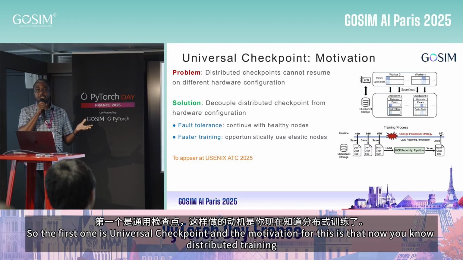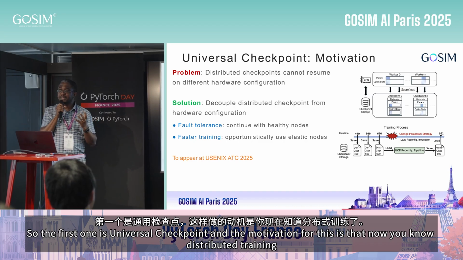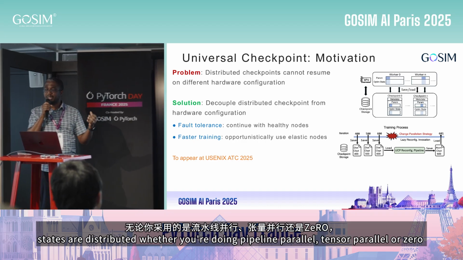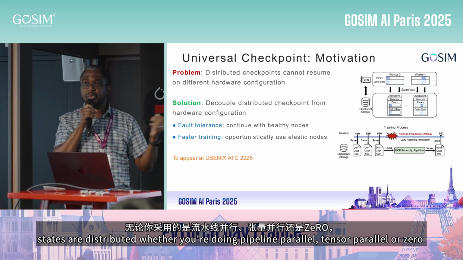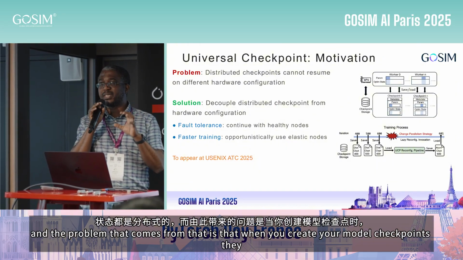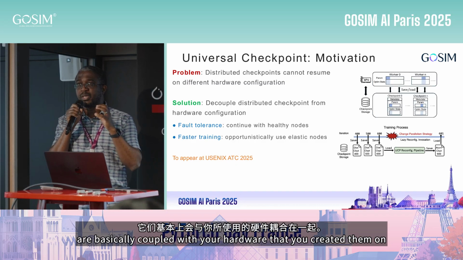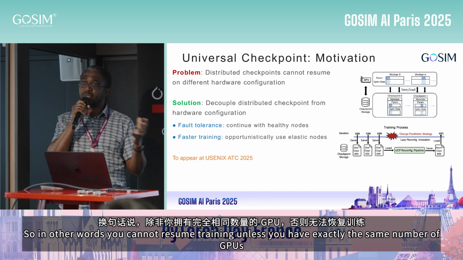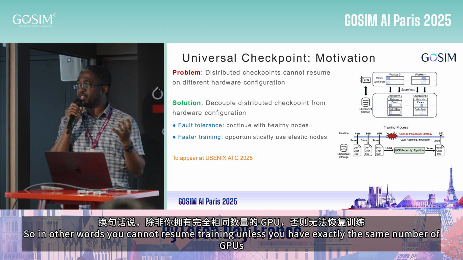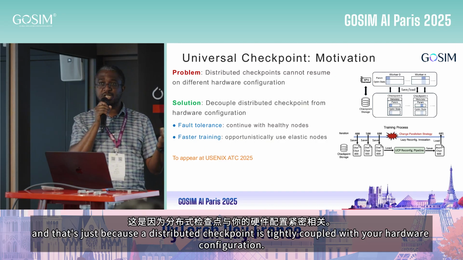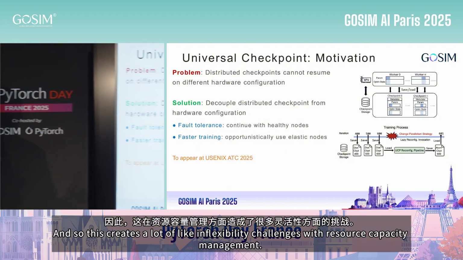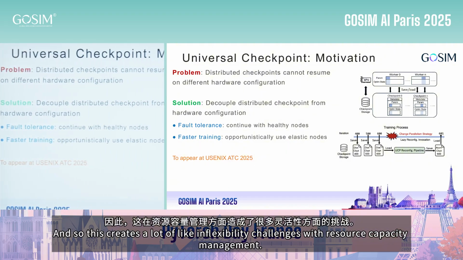The first one is universal checkpoint. The motivation for this is that in distributed training, states are distributed, whether you're doing pipeline parallel, tensor parallel, or ZeRO. The problem that comes from that is that when you create your model checkpoints, they're coupled with the hardware that you created them on. In other words, you cannot resume training unless you have exactly the same number of GPUs. That's because the distributed checkpoint is tightly coupled with your hardware configuration, and this creates a lot of inflexibility challenges with resource capacity management.